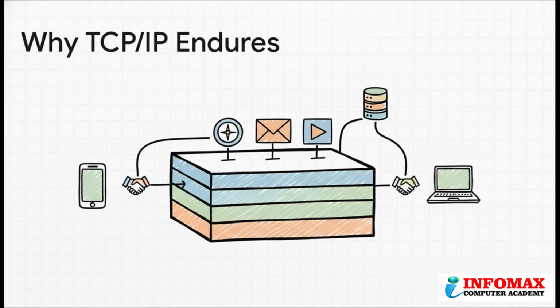Well, a few key reasons. First, it's a universal standard. That means any two devices, no matter who made them or how old they are, can talk to each other. Second, that layered design makes it incredibly reliable and way easier to fix when things go wrong. And finally, it's the versatile hidden architecture that powers everything: email, streaming, gaming, you name it.